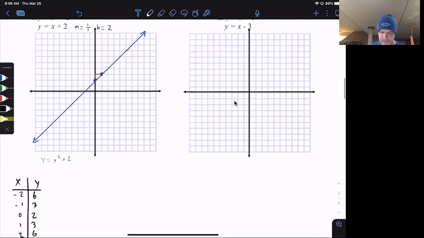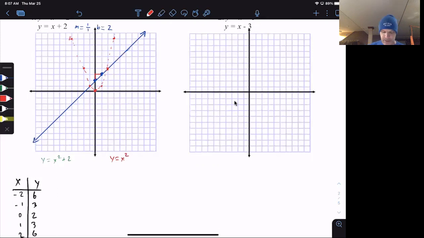But I also want to show you the way using transformations because we've done that in the past. Remember that the parent function for y equals x squared looks like this. I'm doing it in dashed lines because remember, it's just the parent function. It's not the actual graph.